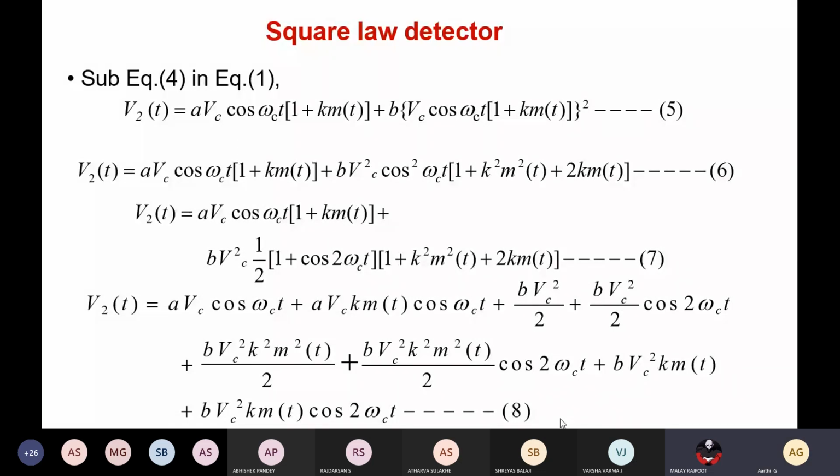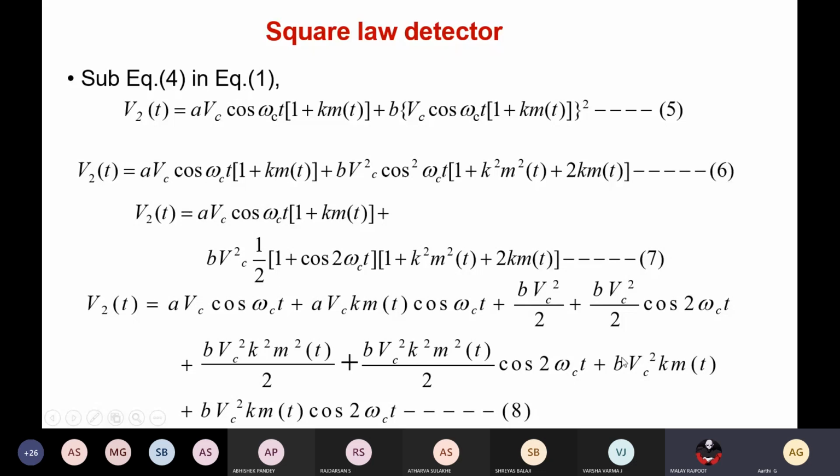Now this is passed to a low pass filter. With the low pass filter, we are going to recover only the message signal. So just find the terms where we have the message signal. The second term we have the message m(t). Here we have m square of t. In this fifth term we have m square of t. Sixth term also we have m square of t. And the sixth term Vc square k m(t), and the last term Vc square k m(t). So we are going to have only the message signal, not the carrier one.